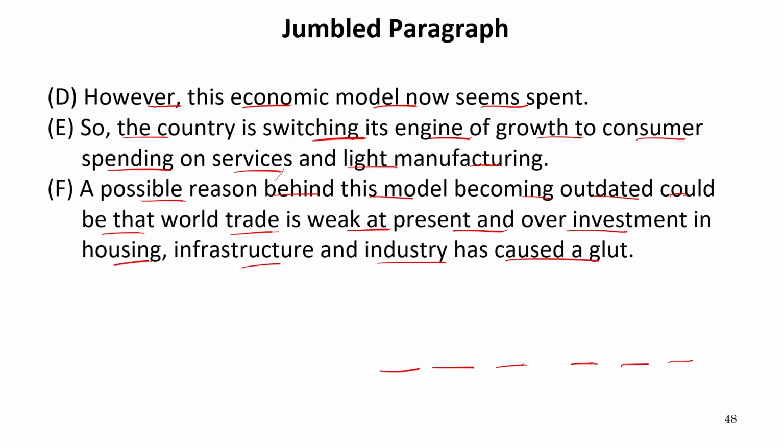If we see this sentence, however, this economic model now seems spent. It means there was some economic model that had been planned, but it has failed. So a possible reason behind the model becoming outdated. So that was the model that has become outdated. It means this and this have some link. So D and F. After D, we should have the F sentence. This is just a link or the combination.